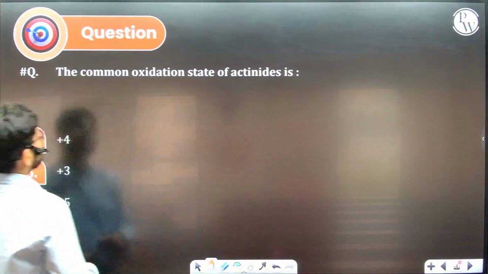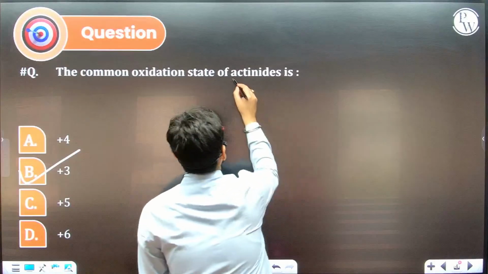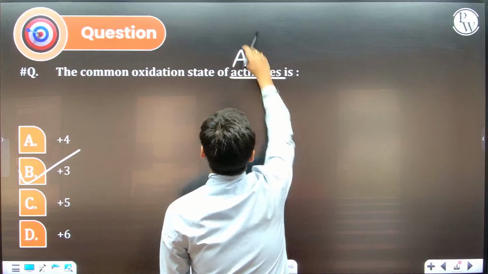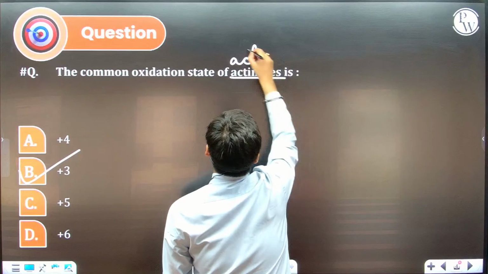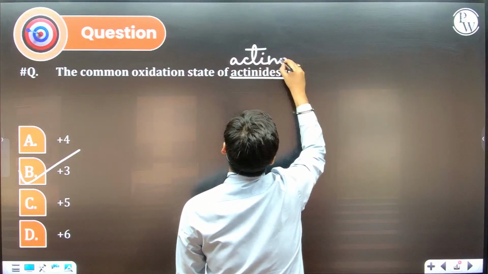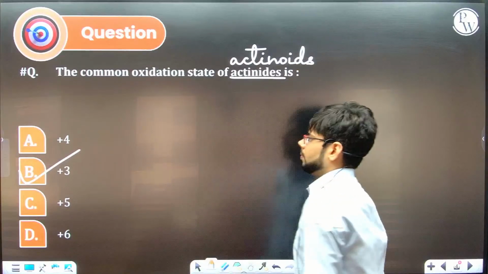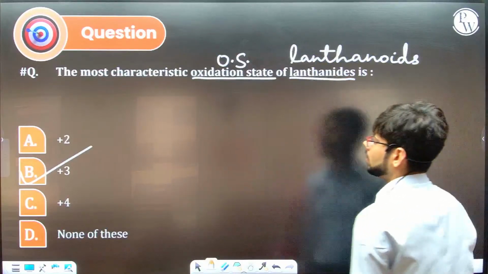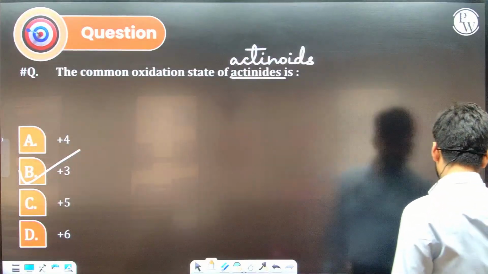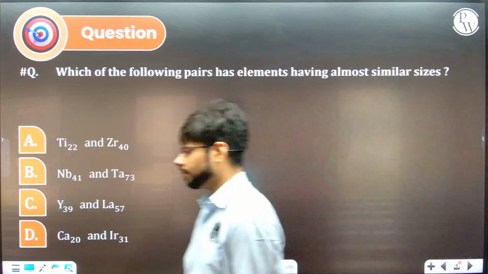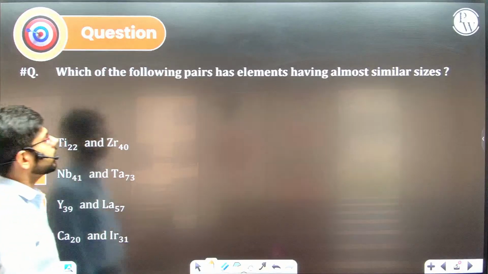The common oxidation state of actinides is, again, +3. These are also called actinoids. So +3 is the answer for lanthanides as well as for actinides. Okay. Next question. Which of the following pairs has elements having almost similar sizes?